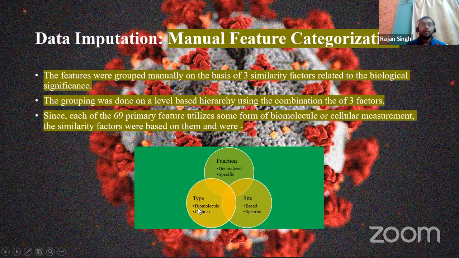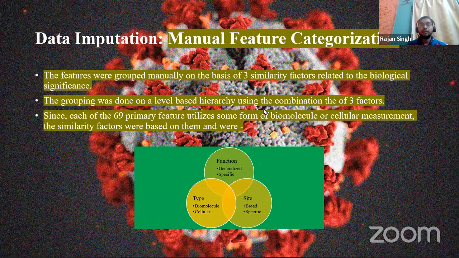While the type, like is it a biomolecule or is it an inorganic element like calcium or iron, and these were divided into that. While the third factor was the site, like where a particular biomolecule is produced, and where is the site of action. So that was also included in the similarity factors. So in this, as I told, we divided it in a stratified manner.